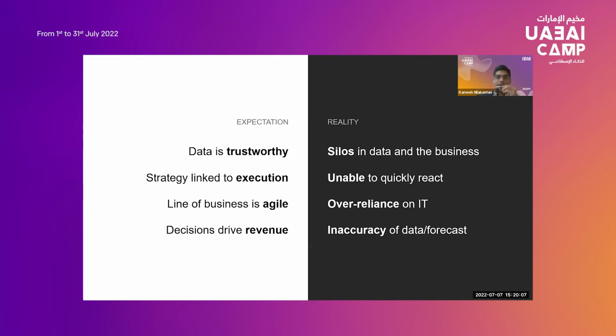Now, what is the expectation versus reality? The expectation for business analytics is that all the data is already trustworthy, the strategy can be immediately linked to execution, and we get actionable insights. Line of business is agile. Businesses are able to get access to data and make decisions themselves without having to go back to IT. And eventually, all of these decisions drive revenue.